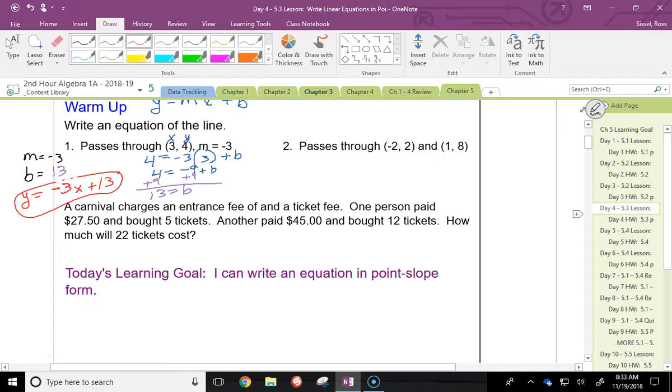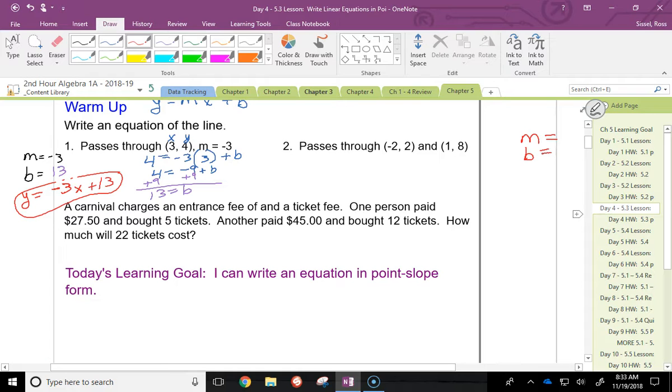Now how about number 2? Do I know my slope? No. Do I know my y-intercept? So really, to solve this one, it's like I'm doing multiple questions. We did one day where all you had to do is find the slope. Well, you're going to have to do that. Then we did questions where you have to find the y-intercept. You're going to have to do that. Then write the equation. How do I find the slope when I have 2 coordinate points? How do I find that?